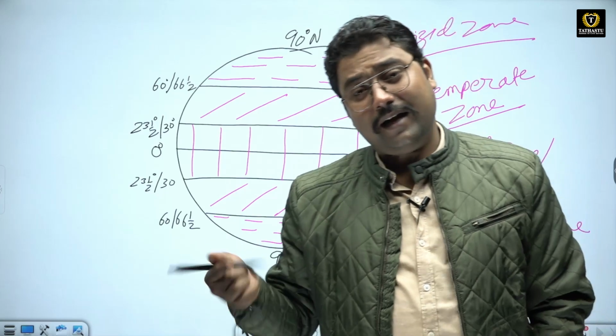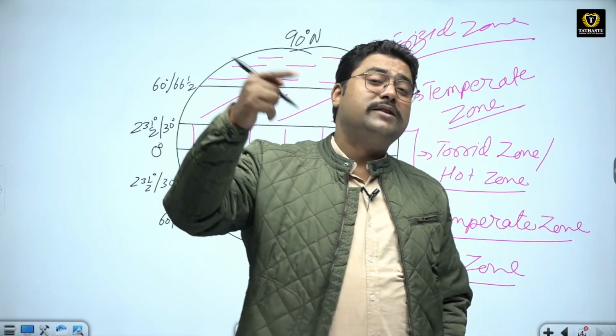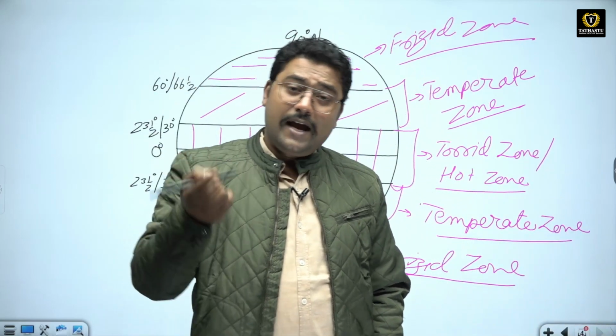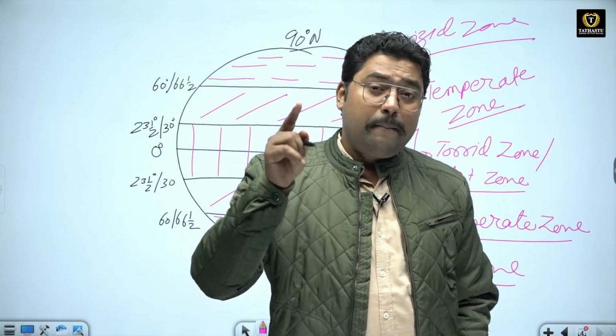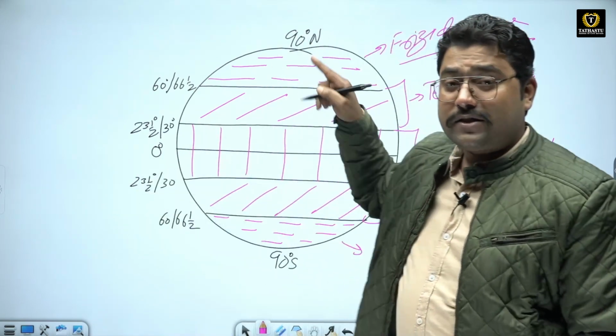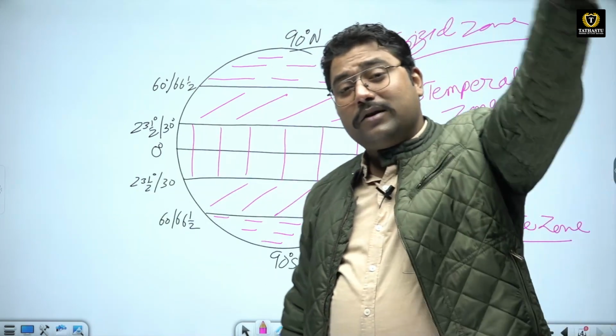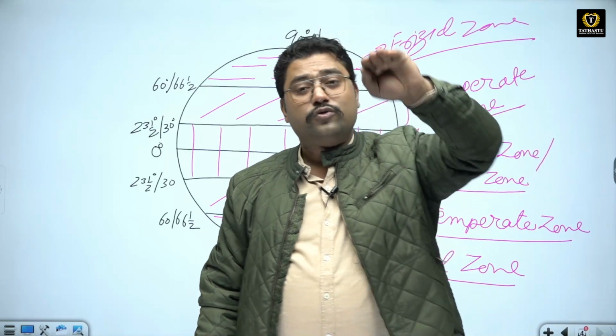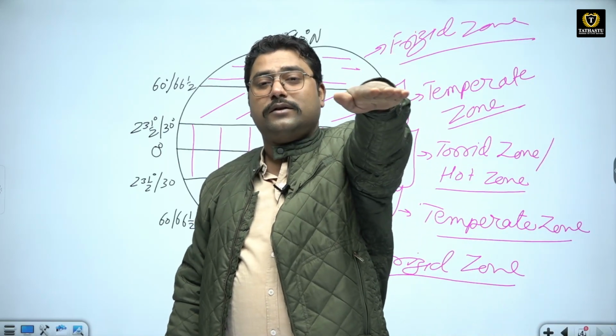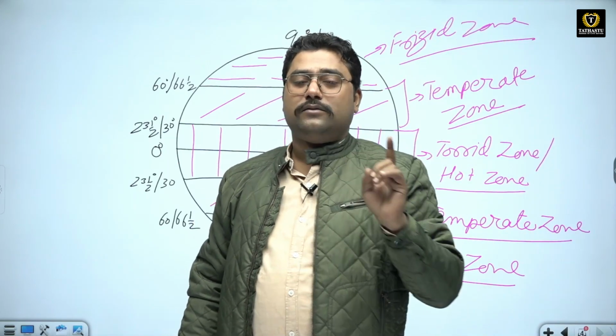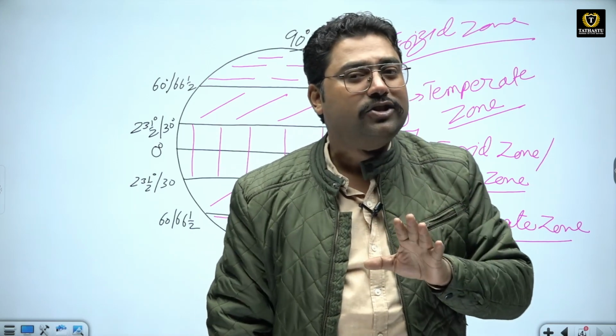And if you notice, beyond 66.5, as we have seen and we know, there are 6 months of continuous day and 6 months of continuous night. But instead of 6 months of continuous day, they are frozen, because suppose I leave the sun over the horizon for the whole year, are you going to receive the energy?